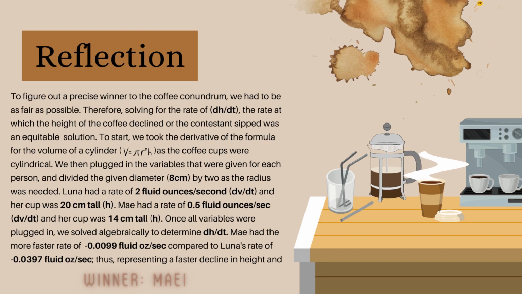May had the faster rate of negative 0.0099 fluid ounces per second compared to Luna's rate of negative 0.0397 fluid ounces per second, thus representing a faster decline in height and sipping rate. Since May had a faster rate of decline in height of coffee with respect to time, she ultimately won the challenge.